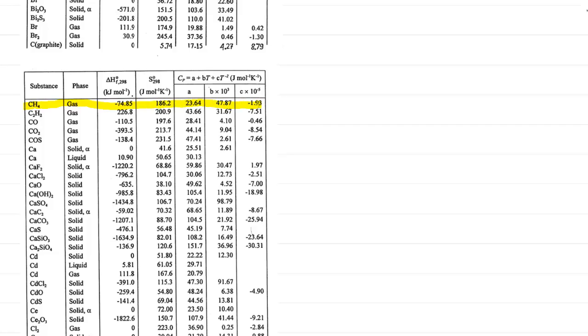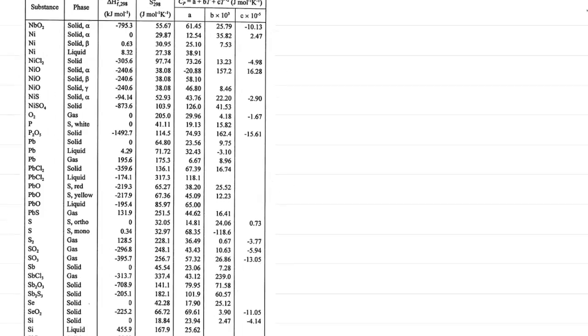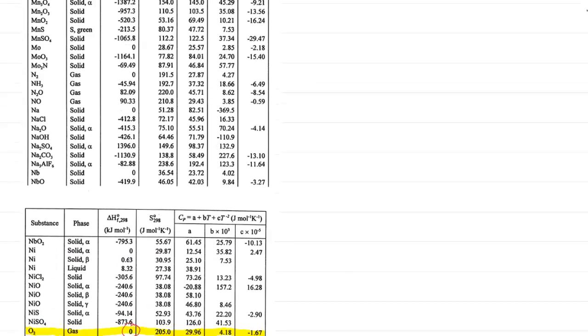So we take this data, carbon dioxide gas, take this data as well. I'm just going to quickly jump down to oxygen. Okay, so we take the oxygen data, and of course we expect the heat of formation for this element at its standard state, at its stable phase, to be 0, and that's what it is for oxygen, of course.